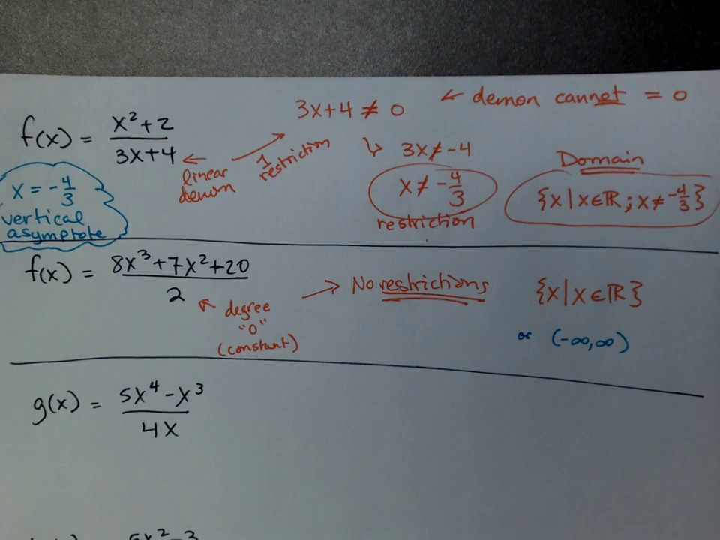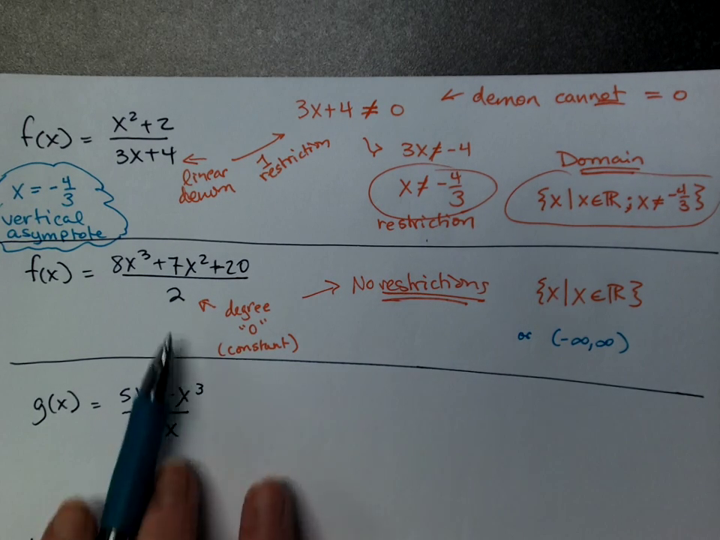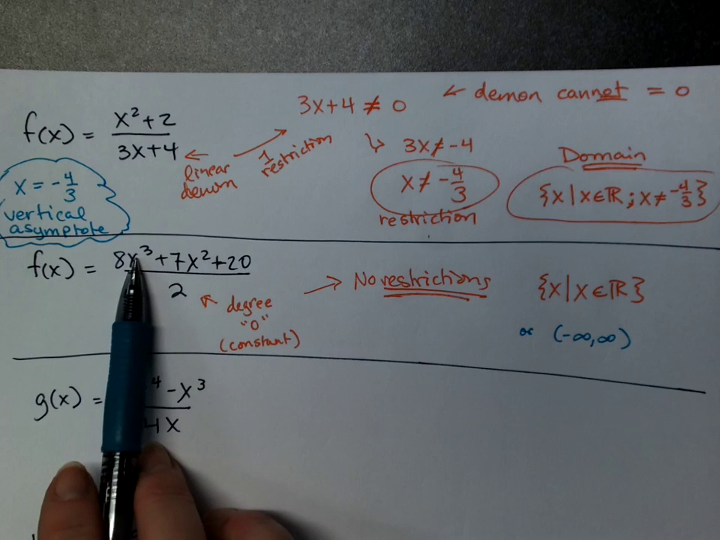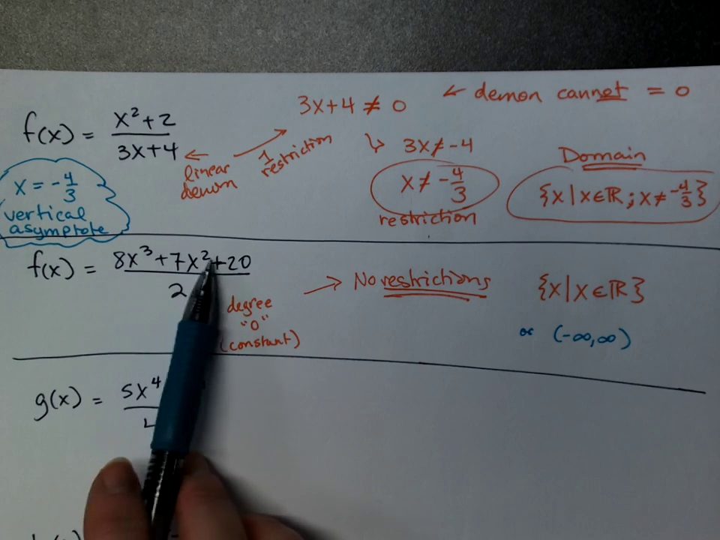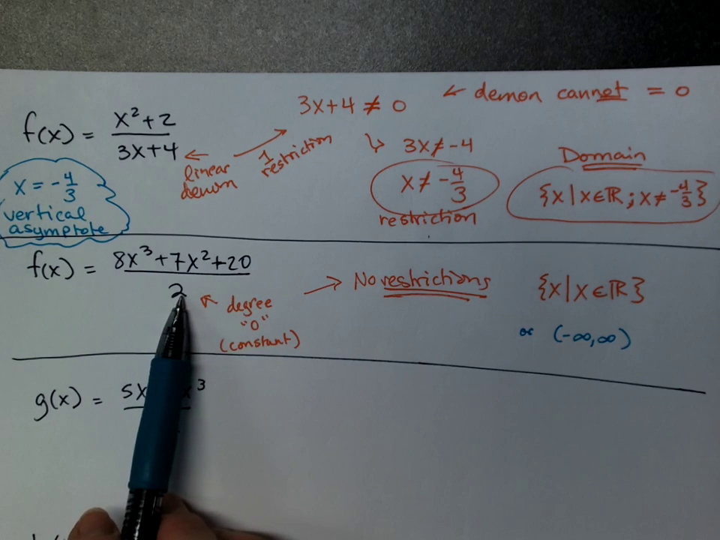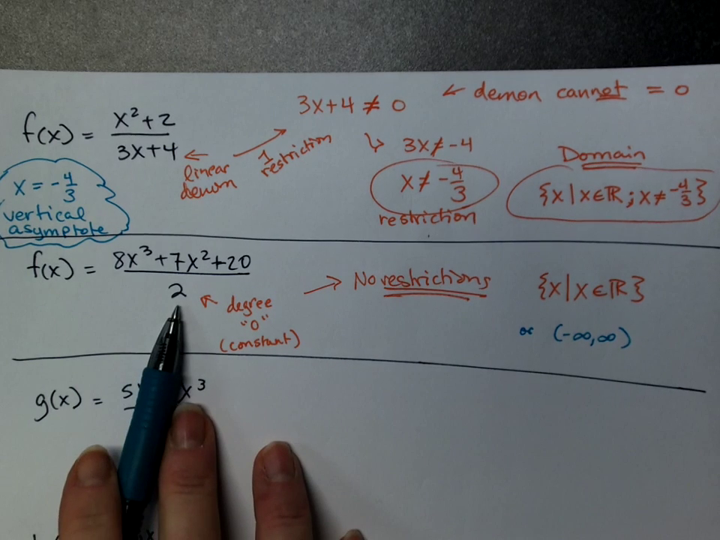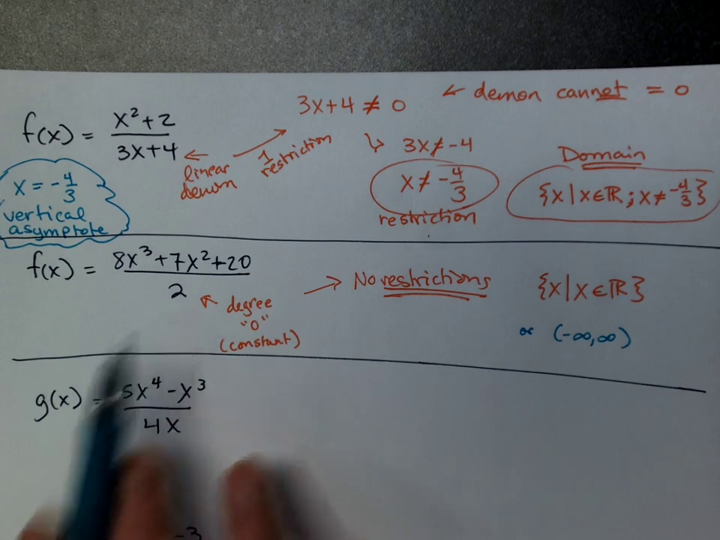So when you call it constant, there would be no restrictions. There's nothing that would make that denominator undefined. Whatever x is, you're plugging it in up here, but there's nowhere to plug it in down here, so nothing could turn 2 into something else. If you have no variable, you're not going to change the value of something. There's no variable here, so there's nothing that will make it change its value. It's 2, constantly 2.